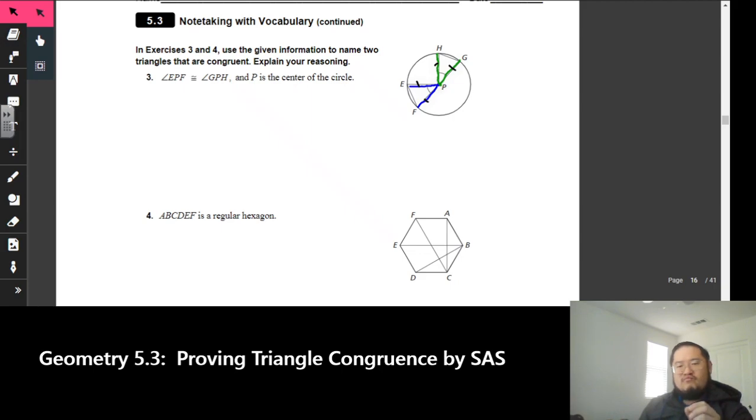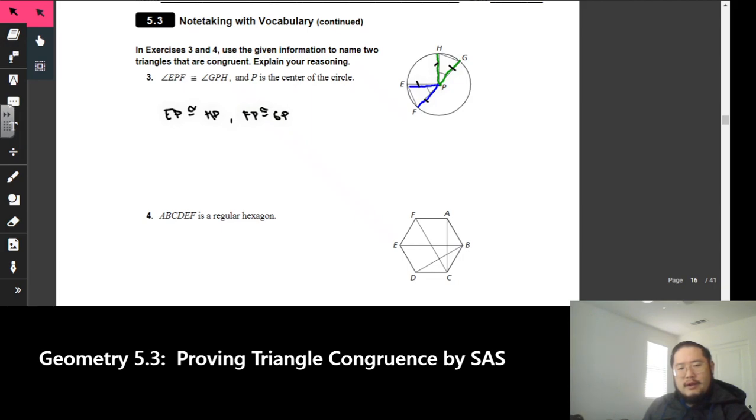Right, from the center to the outer part of the circle, that's your radius. So we've got radii here, and that tells us that we have sides that are congruent. I can go ahead and say right here, if we were to treat this like a proof, EP is congruent to, let's say, HP. And FP is congruent to GP.